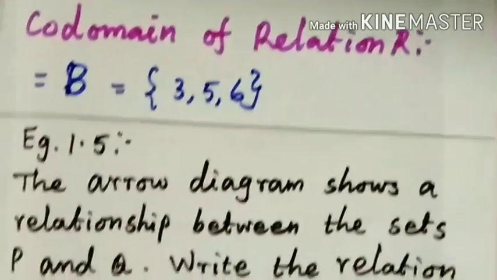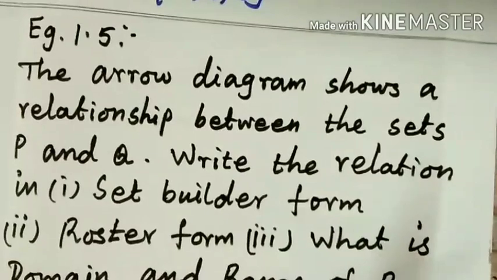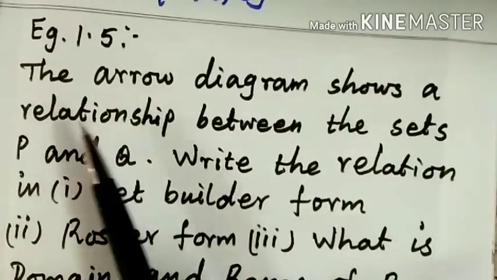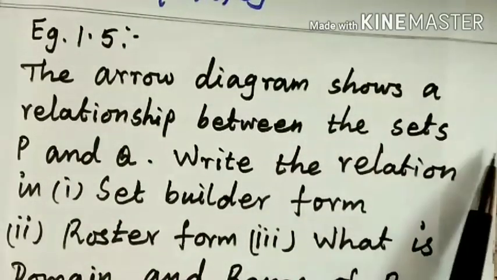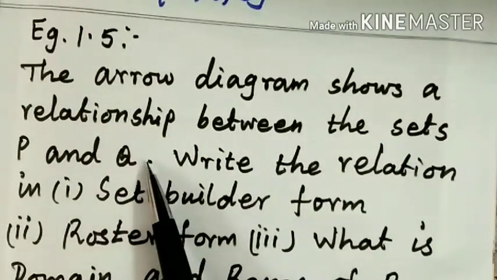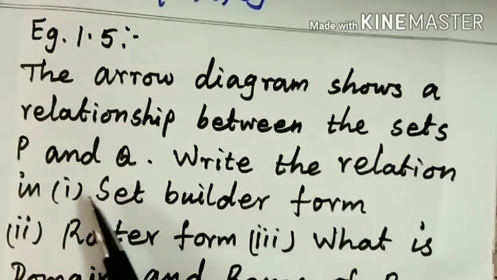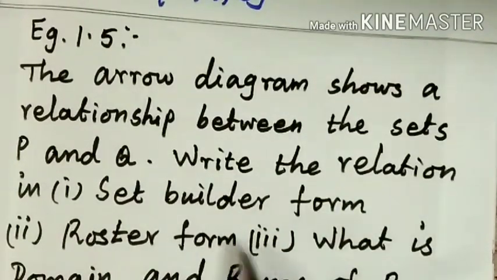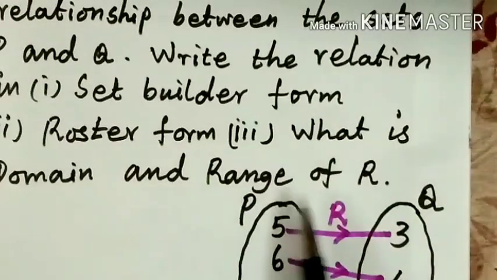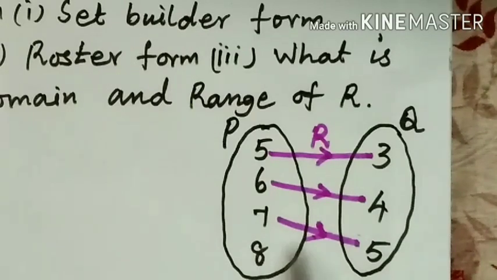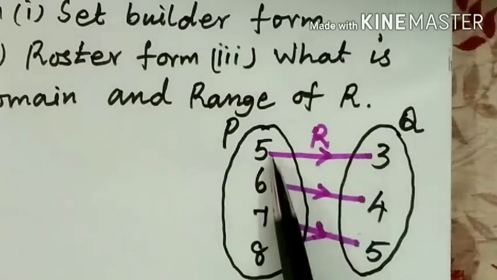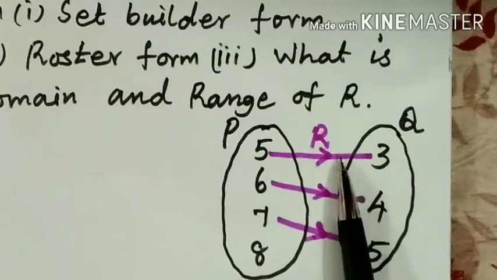So next we move on to the next example, example 1.5. See, in this question, the arrow diagram shows a relationship between the set P and Q. Write the relation in set builder form and roster form. What is the domain and range of R? In this question, given is an arrow diagram. So from this, you have to find set P, set Q and the ordered pairs of the relation.